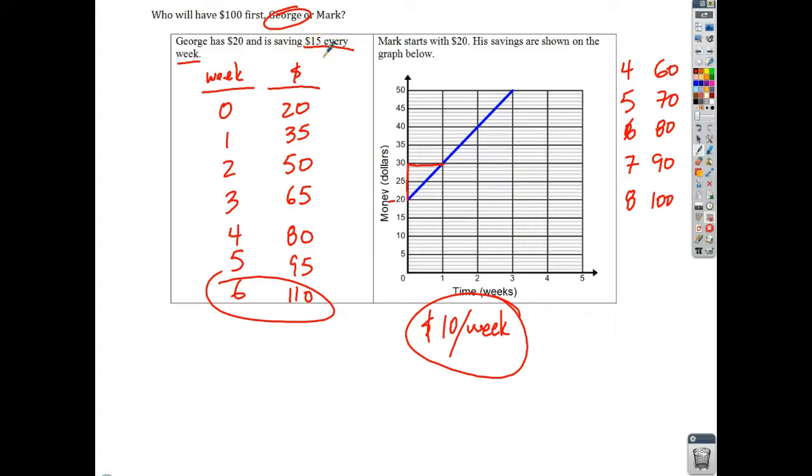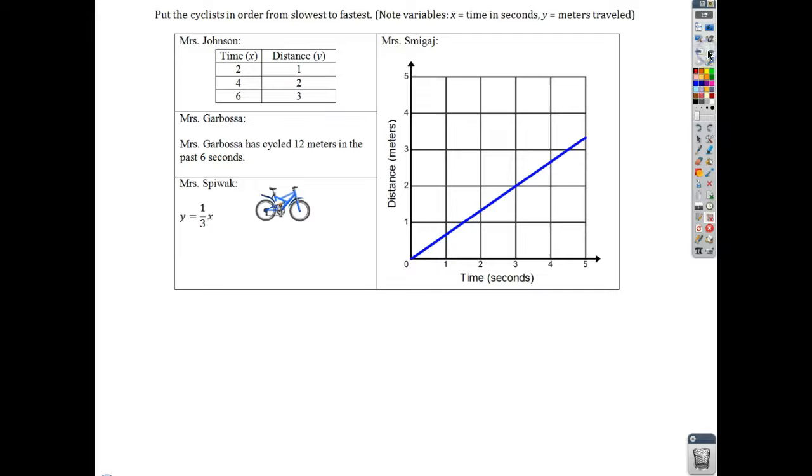So his graph, in fact, if we do this, let's graph George in red over here. He starts at 20, and then he goes up 15 per week, and then up 15. So his is going to look like this. It's going to be pretty obvious that the red line is going to hit 100 before the blue line ever does. All right, let's take a look at another one.